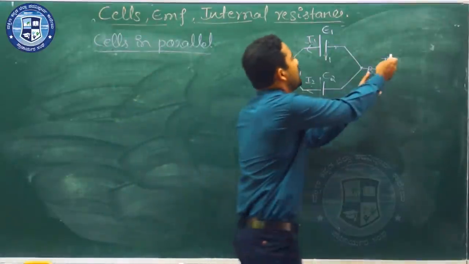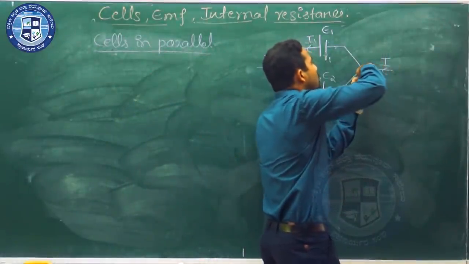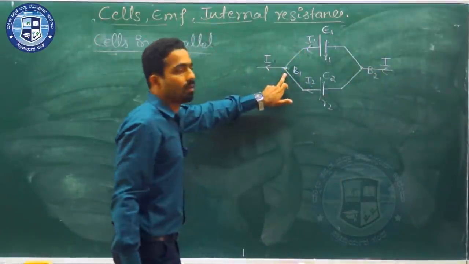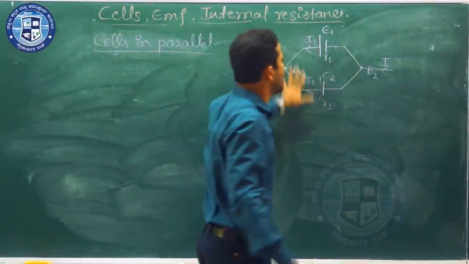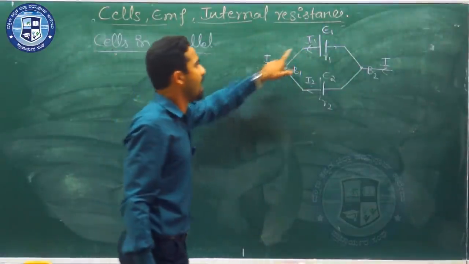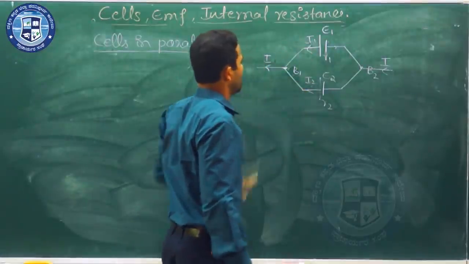Because the same amount of current is entering the point B2, and the same amount of current is going out of the point B1. That is why the current here must be equal to this. That is why we write I1 plus I2.